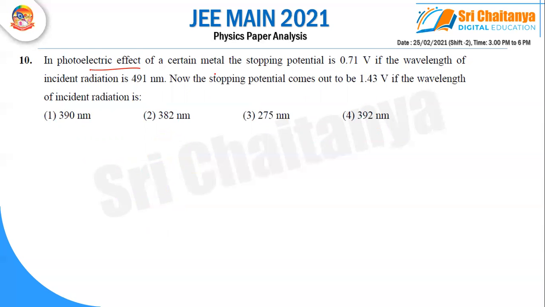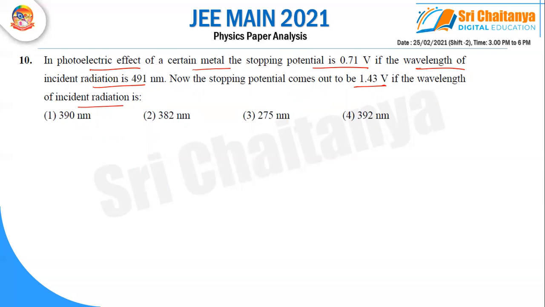In the photoelectric effect of a certain metal, the stopping potential is 0.7 volts if the wavelength of the incident radiation is 491 nanometers. Now the stopping potential comes out to be 1.43 volts for a different wavelength of incident radiation. So we have two sentences and two equations.